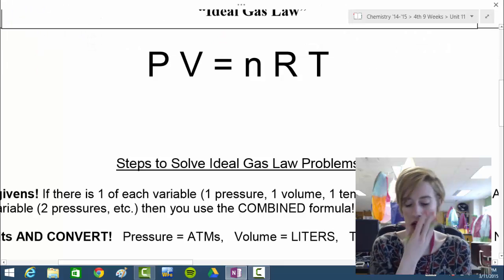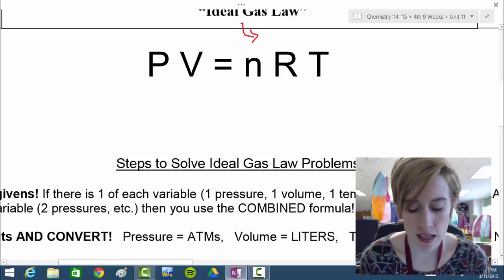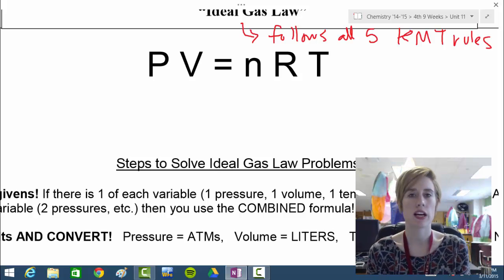For this unit, 11.4, we're going to be learning about one more new formula called the ideal gas law. Okay, so let's talk about the ideal gas law. This law only works for ideal gases. What's an ideal gas? An ideal gas is a gas that follows all 5 of the kinetic molecular theory rules, which we talked about on our lecture day.